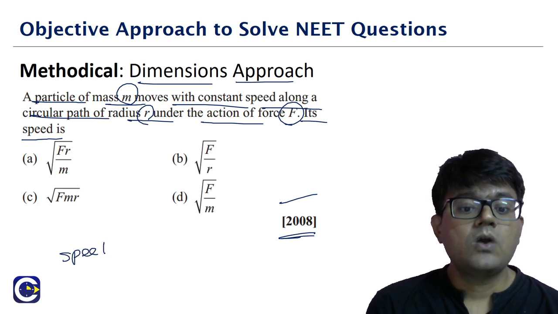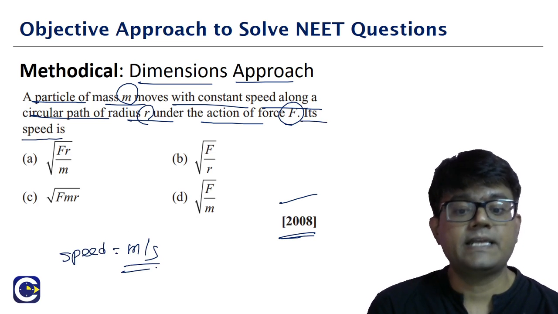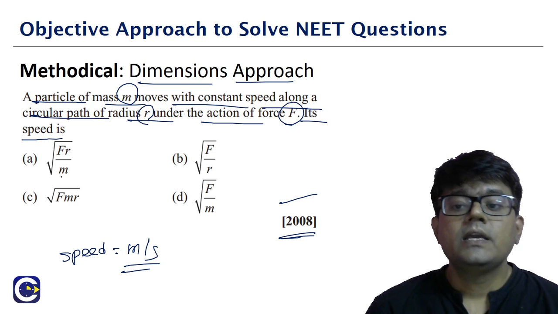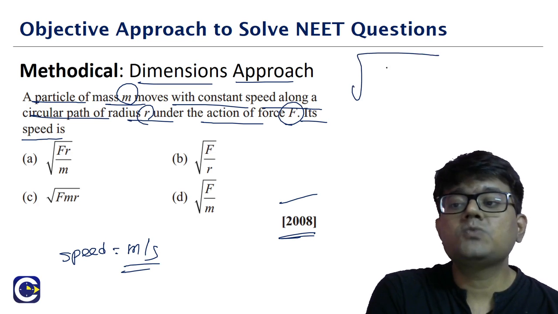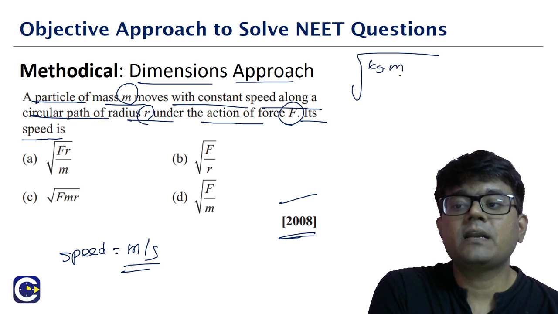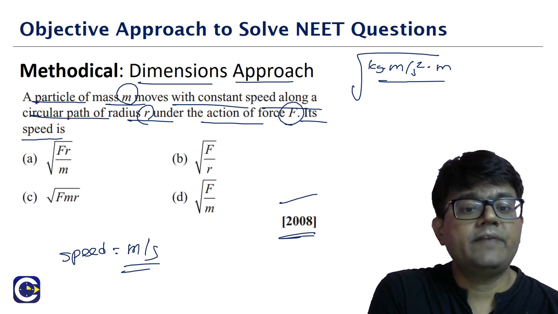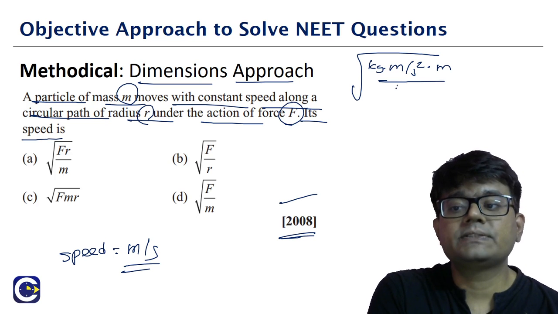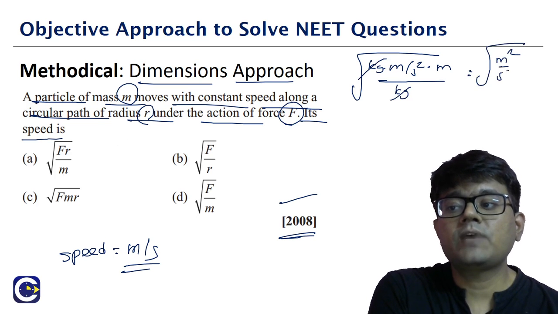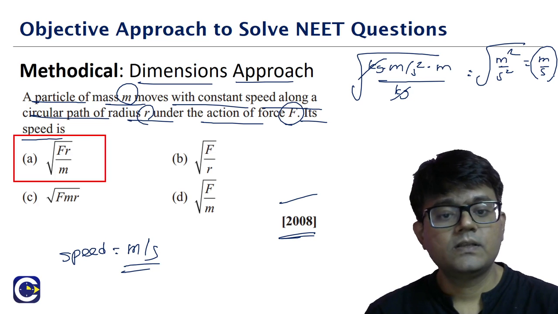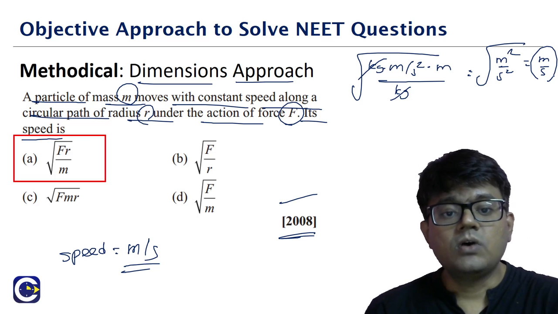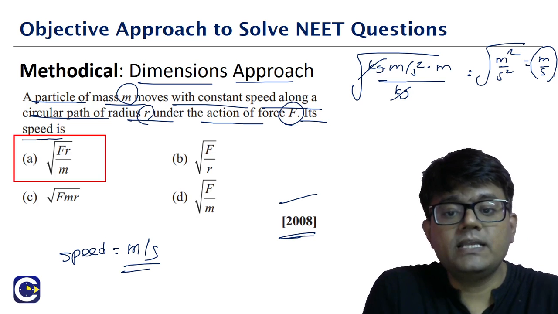Speed means, what will be the SI unit of speed? Meter per second. Now in the given answers, in option A, root of f, which is force, that is kg meter per second square, into r, which is meter, divided by m, which is mass, kg. Kg cancels out. Root of meter square per second square is meter per second. That's it.